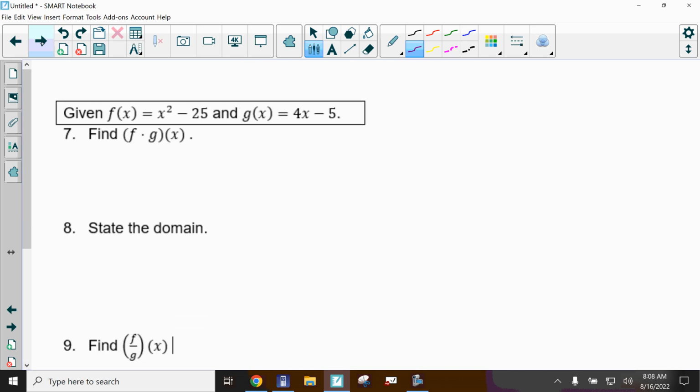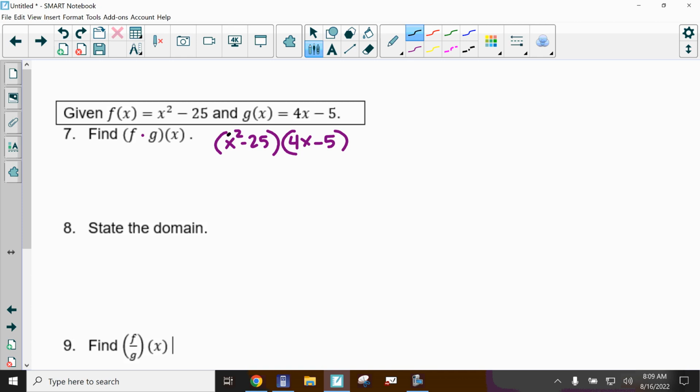Okay, next problem says find f times g. Remember, this black dot right here means times. So we're going to put f here and g here. Put x squared minus 25, and then 4x minus 5. So we're going to basically FOIL. I'll try to use colors so you can follow along.